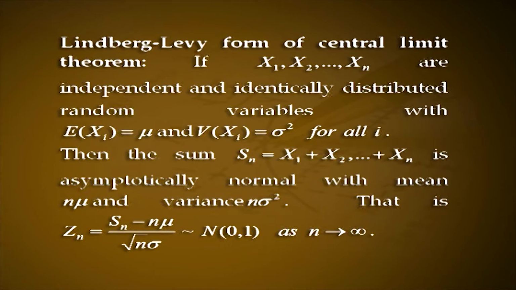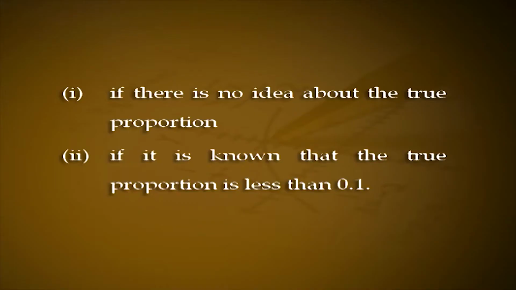Problem 1. To estimate the proportion of engineers who have studied abroad, and the estimate to be correct within 5% with probability 0.90 or more, how large a sample would be needed? 1. If there is no idea about the true proportion. 2. If it is known that the true proportion is less than 0.1.